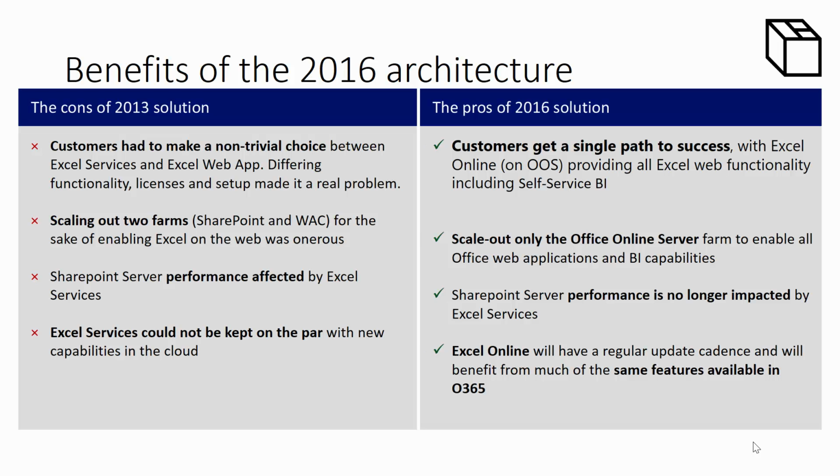So let's review the benefits of this new architecture. What is it we're actually achieving with this? So first of all, as I said, the customers get a single path to success. So with Excel Online on top of the Office Online Server, we provide all Excel web functionality, including self-service BI. And we do not have these different instances of Excel, different license requirements, and different setup steps.